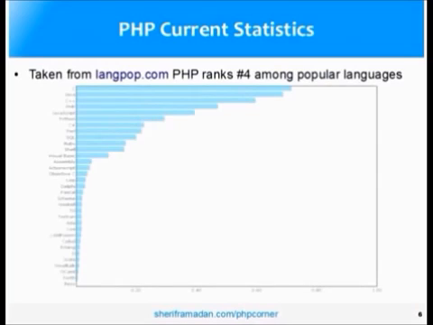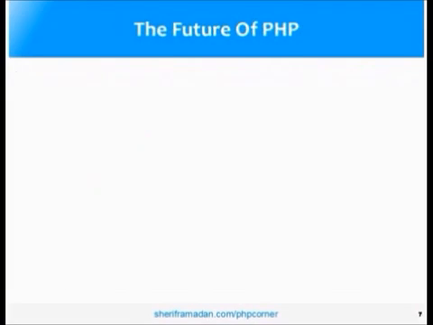Taking a look at some more current statistics for PHP, and this is by no means an authoritative statistic, but from langpop.com, we can see that PHP ranks number 4 among popular languages. This is based on source code that's available online from sites like Google Code, and based on how much source code is available for each language, we can determine how popular or in how much use this language is. Again, it's by no means authoritative, but it does give us a pretty good perspective that PHP is in widespread use all over the world.